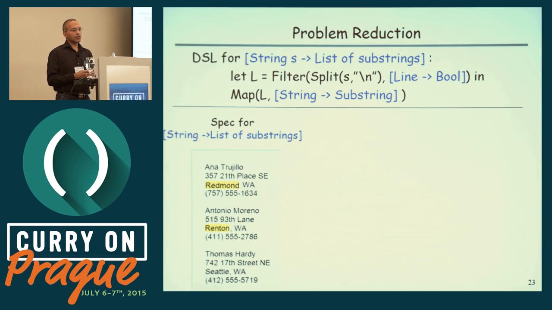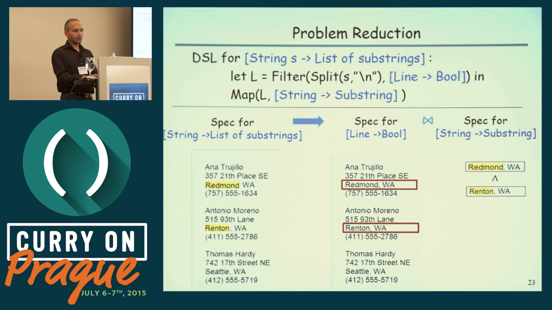So consider this task of extracting these yellow regions within this address file, and the user has given me two examples of these yellow fields, and I want to figure out more such yellow fields. In order to synthesize a program that can do this task, I reduce this specification for the top-level DSL expression, which maps a string to a list of substrings, to constraints on the Boolean function and on the substring function.